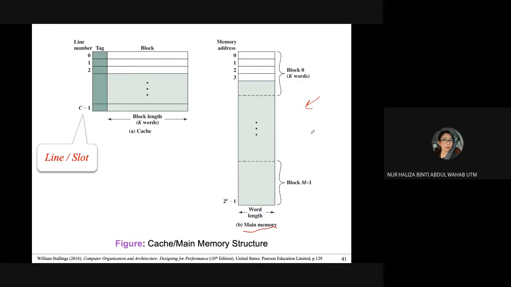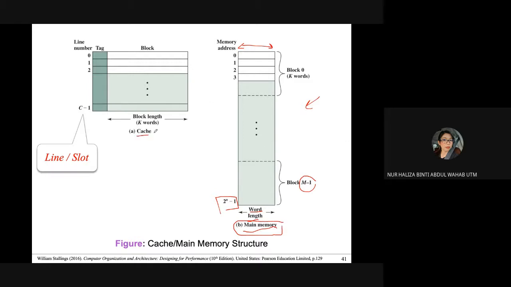This one we already looked into, the blocks in our main memory. So let's say we have block 0, block 1, 2, 3 until block m-1. And of course, you're going to see your memory address over here. The end of the address will be 2^n - 1. This one we already discussed yesterday. And the length over here is the word length. This is what we learned yesterday about our main memory.